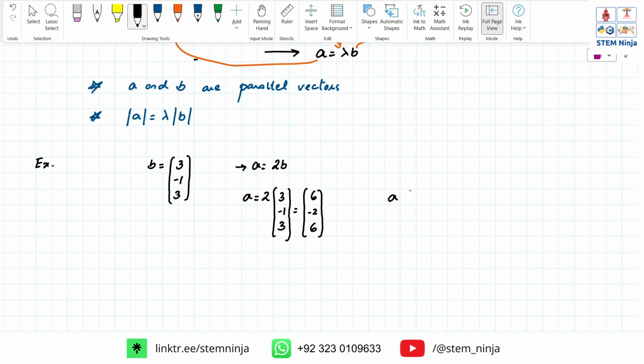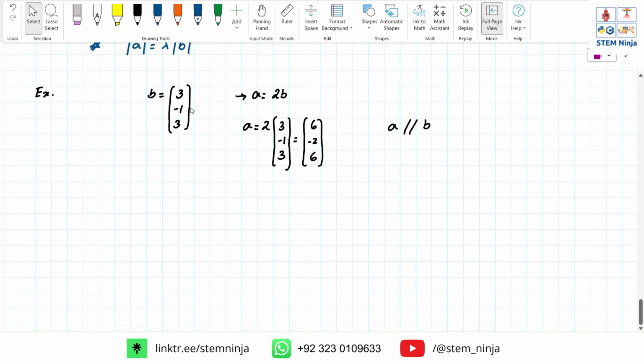So this has created a parallel vector A. But how do we show that their magnitudes are also related by the same scalar multiple 2? Simply by finding out their magnitudes. The magnitude of B is the square root of 3 squared plus 1 squared plus 3 squared, which is 9 plus 1 plus 9, so 9 plus 9, 18, plus 1, square root of 19.